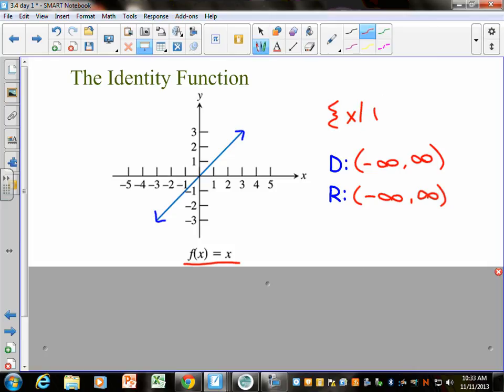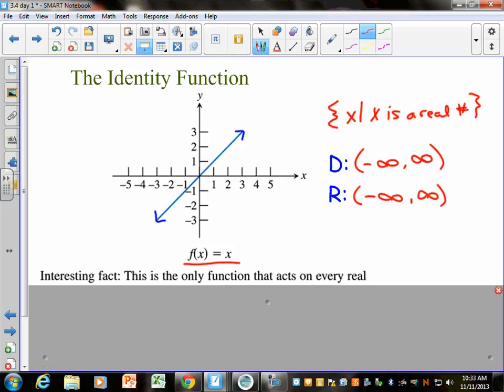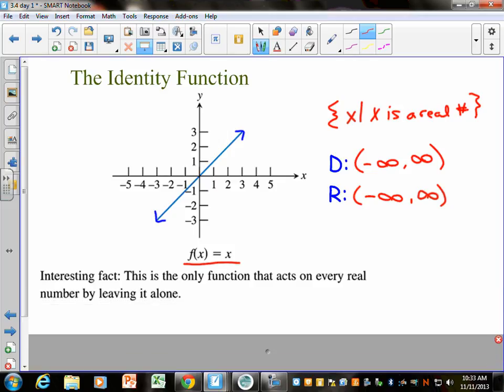But I like negative infinity. You don't have to write this down, but I got these from my pre-cal book, and I like to give them to you. Interesting fact. This is the only function that acts on every real number by leaving it alone, because no matter what x you plug in, you get the exact same y out, right? You plug in 100, you get out 100. Plug in 7.2, you get out 7.2. Yes? Not that interesting. They get better.